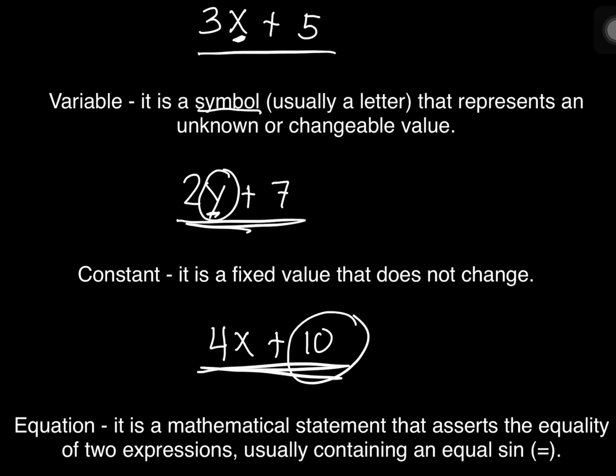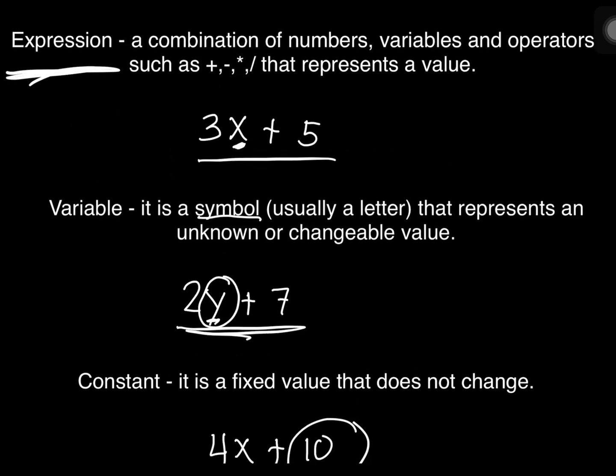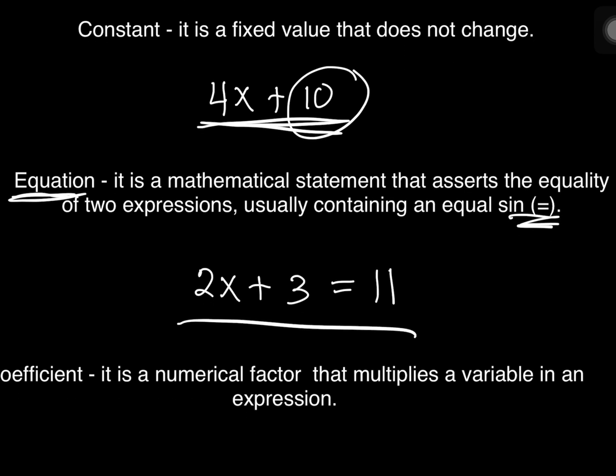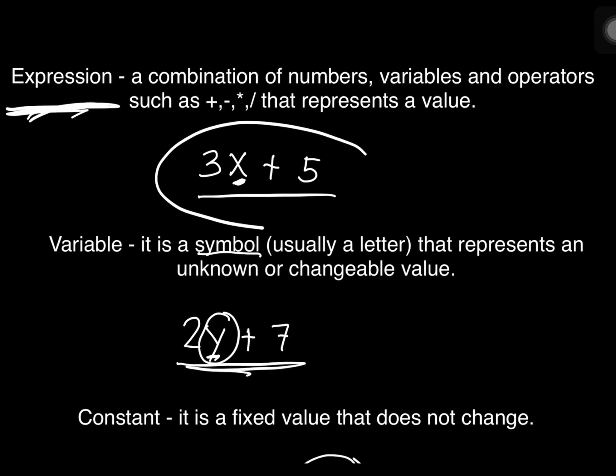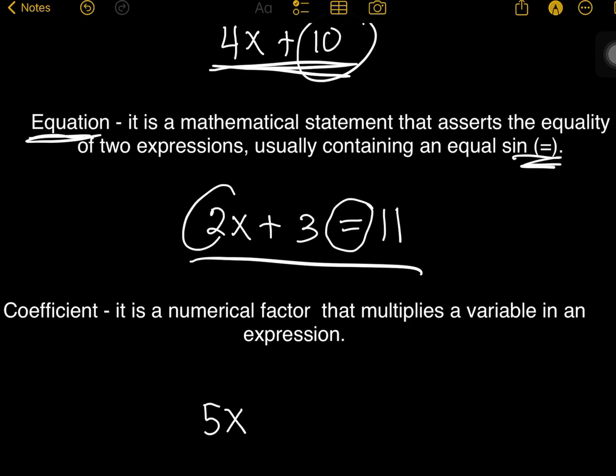All right. And you are wondering what is the difference between expression and equation. An equation is a mathematical statement that asserts the equality of two expressions, and it usually contains an equal sign. For example, if we have 2x plus 3 is equal to 11, take note it has an equal sign, compared to an expression, which doesn't. So expressions are composed of constants, variables, and coefficients only, while the equation has the coefficient, the variable, the constant, and the equal sign. All right?